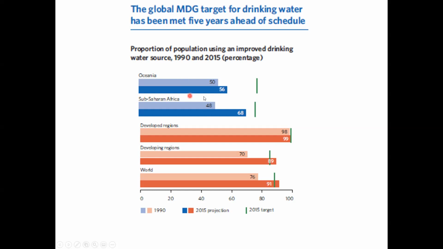We still see some regions where there's problems that did not meet the targets. So Oceania from 50 to 56, an improvement, but nowhere near what we wanted. That's still just under half of people who are not using safe drinking water. In sub-Saharan Africa, 48 up to 68, so still a massive improvement, but not meeting the target, and that's still 32% of people who don't have access to safe drinking water.